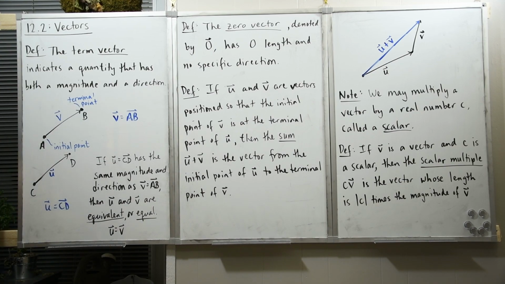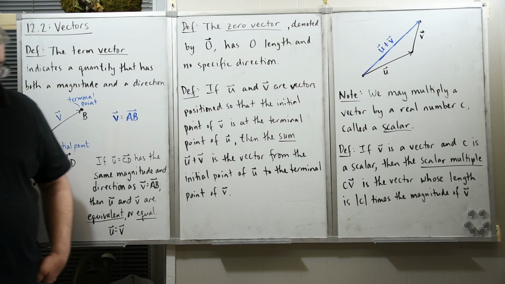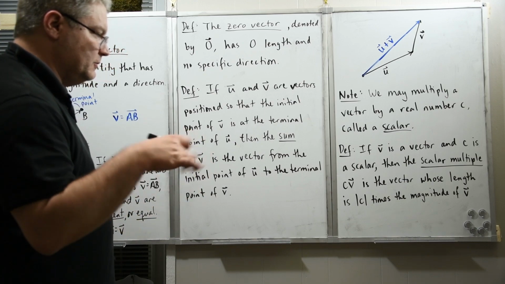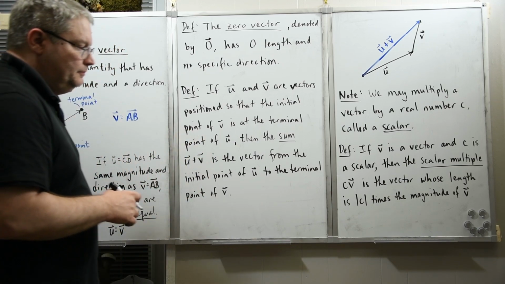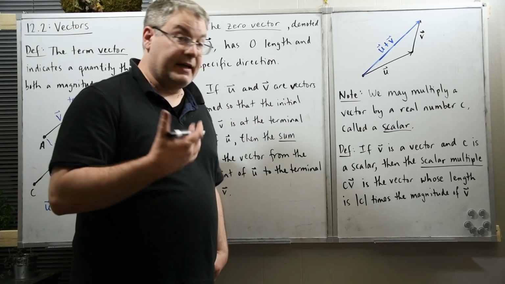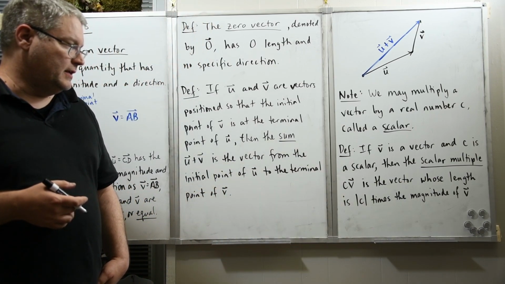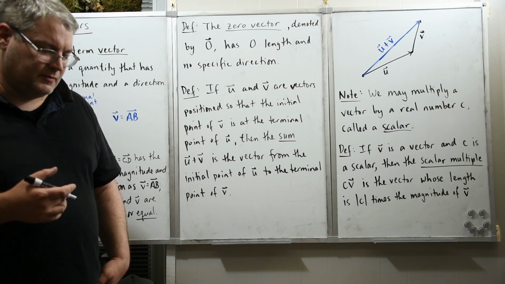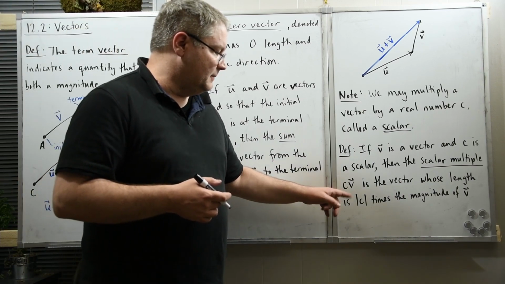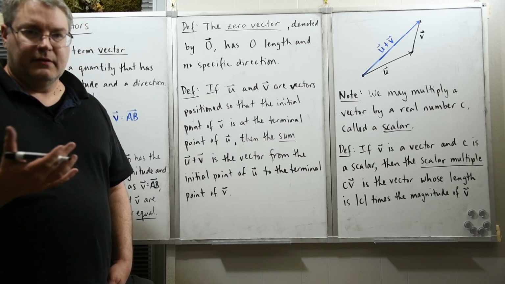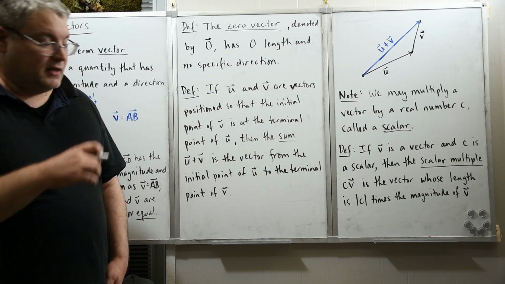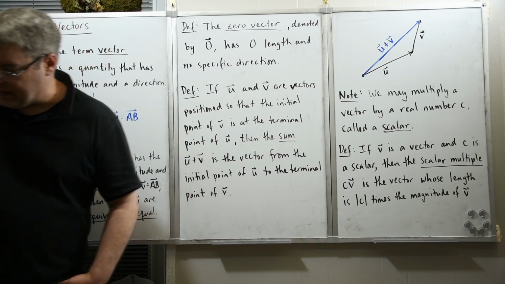So if you have a vector v and let's say c is 2, then 2 times v is going to be twice the magnitude of v. But at the same time, if c is negative 3, we're not going to say the magnitude is negative 3 times the magnitude of v. No. If we have negative 3 of v as a scalar multiple, then the length of that scalar multiple is going to be actually 3 times the magnitude of v.